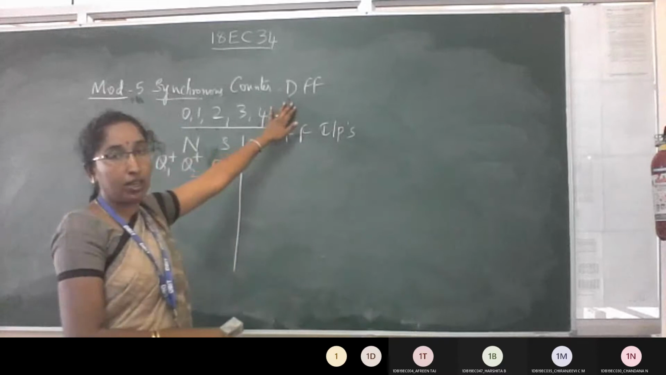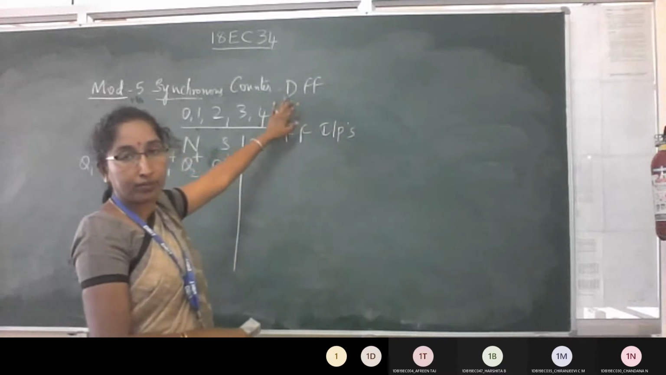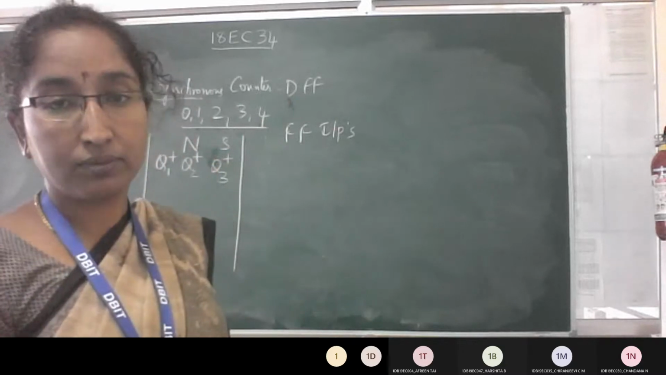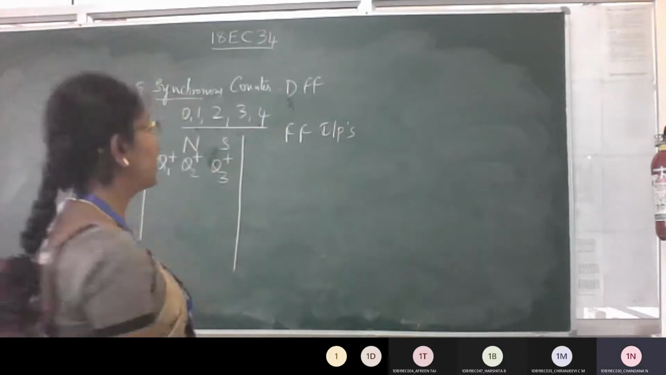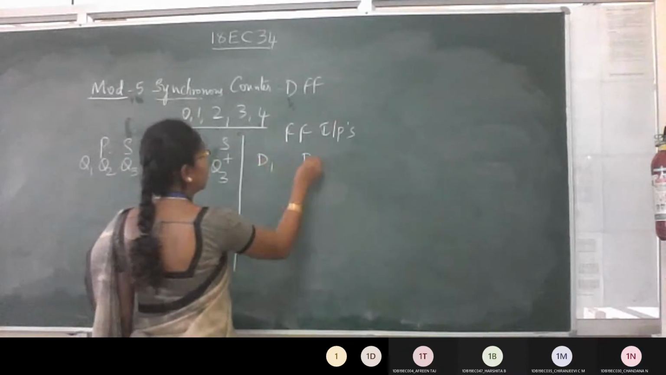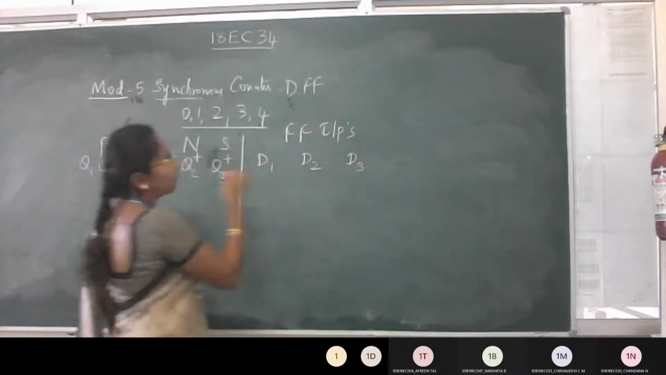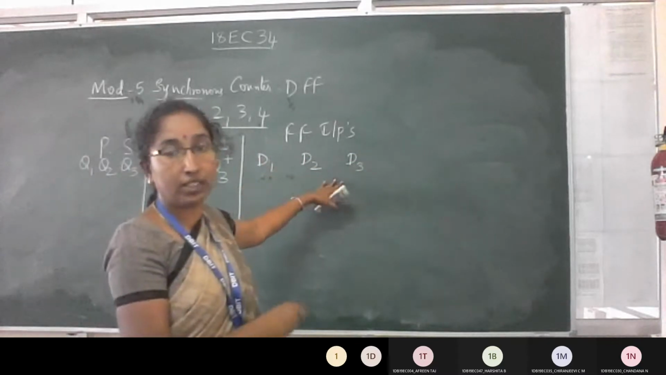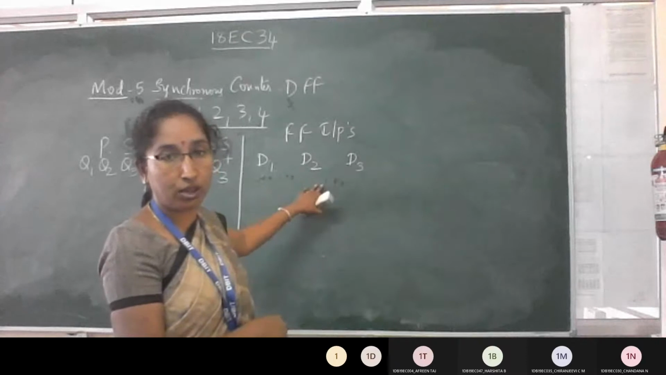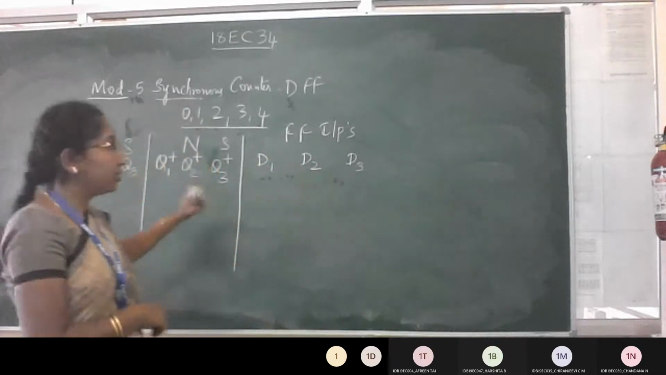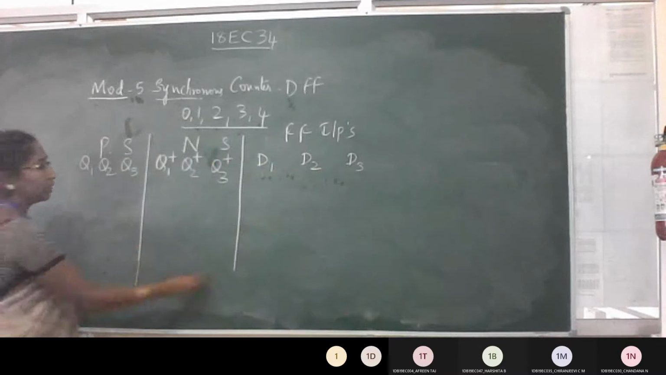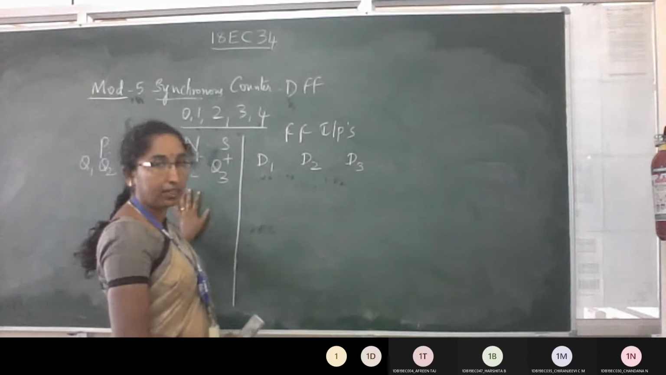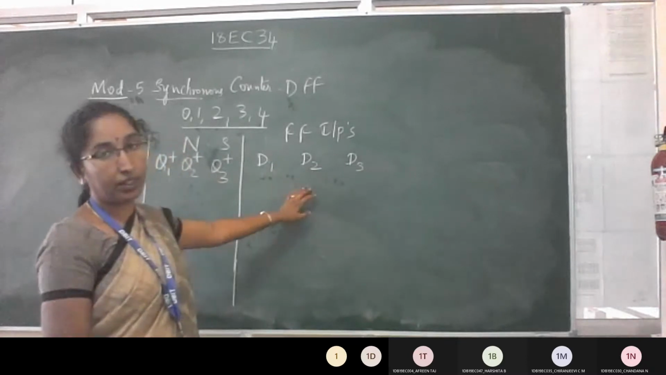Here with D flip-flop, how many D flip-flops do you require? 3, ma'am. 3 D flip-flops: D1, D2, D3. Similarly, if you have JK, J1K1, J2K2, J3K3. Similarly, for SR, 3 SR flip-flops: S1R1, S2R2, S3R3. Now, as I told you, the D flip-flop application or excitation table is the same as the next state table. The same thing you need to copy again in D1, D2, D3.